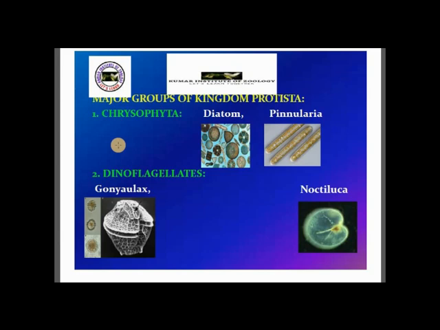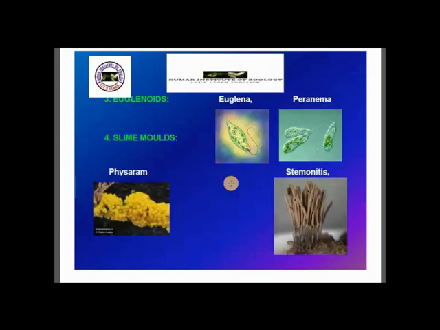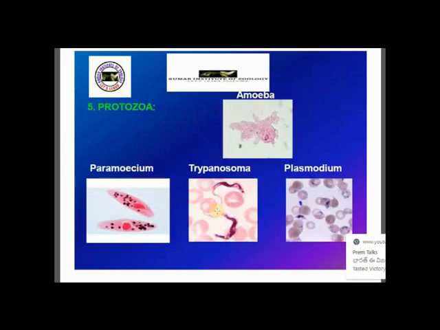Coming to the examples, the major groups of kingdom Protista are Chrysophyta: diatoms, Pinnularia come under the Chrysophyta. The second one is the dinoflagellates, which may be Gonyaulax or Noctiluca. Some euglenids are also present, examples Euglena and Peranema. Slime molds, examples Physarum and Stemonitis. So like that, there are examples for Protista.